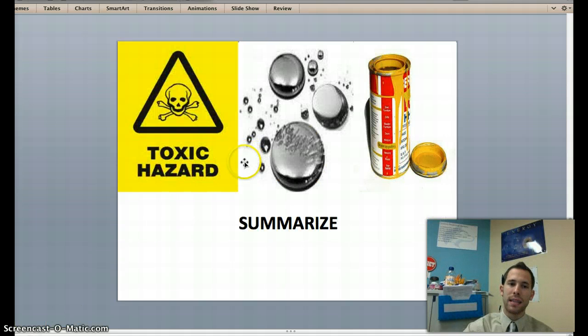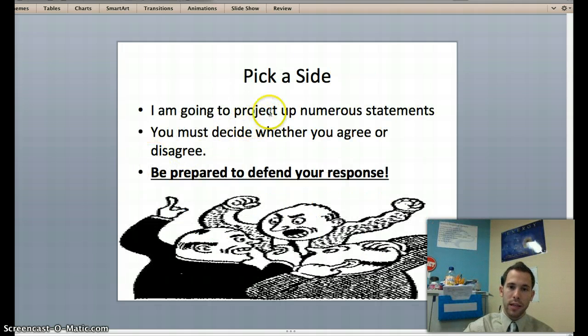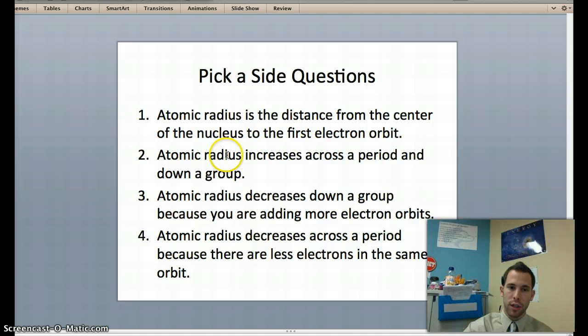So go ahead and summarize that for me. Take a few seconds. And when you've finished, I want you to give a few of these a shot. I want you to tell me whether each of these is true or false. I'm going to put up some statements, decide whether you agree or disagree. Give it a shot. Tell me if you disagree or agree.